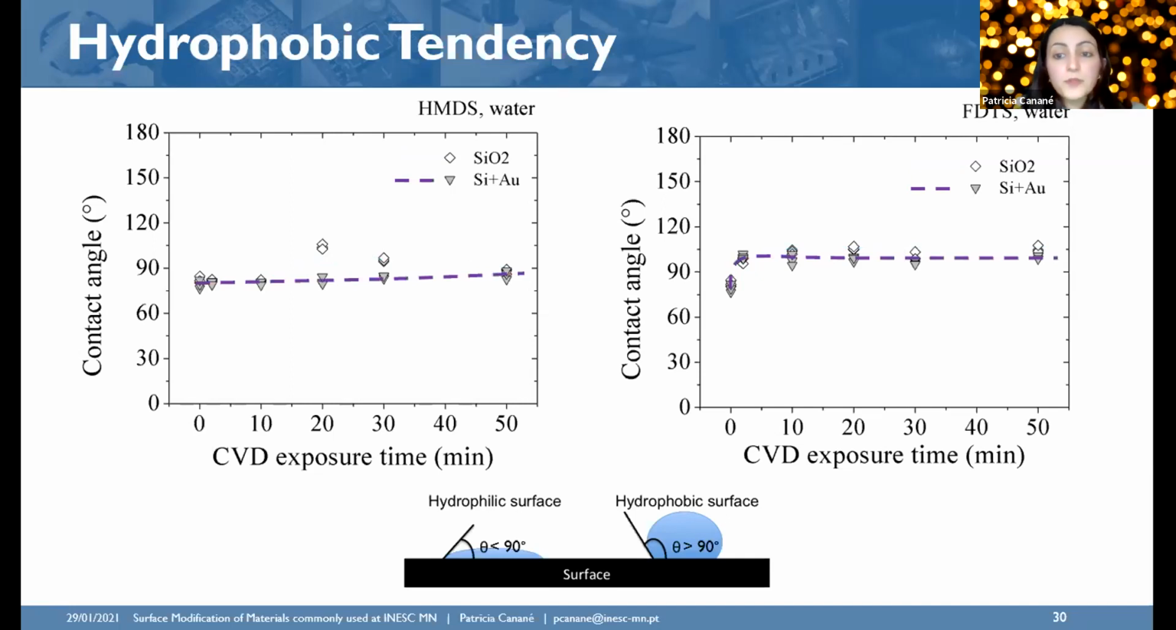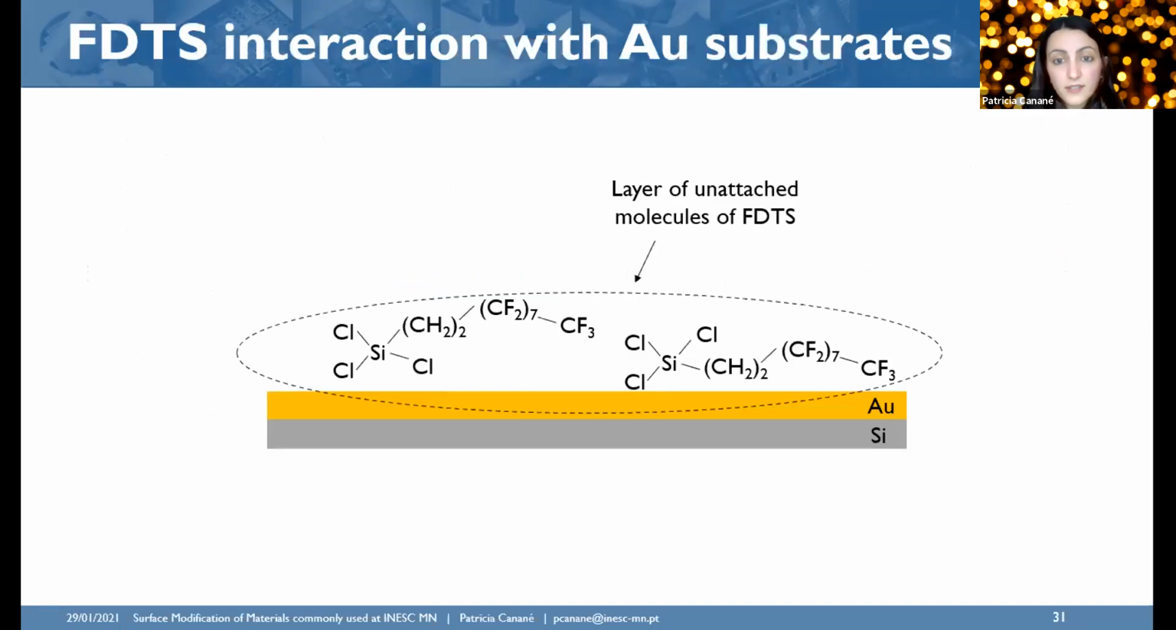As for gold thin films, we can see that they only suffered an increase in contact angle after being exposed to FTTS. Gold thin films do not have any hydroxyl groups on them due to their non-oxidative character. So what happened is that an FTTS layer was present on top of the substrate and it was unattached. And when I say unattached, it means that it didn't form any hydrogen bonds or covalent bonds.